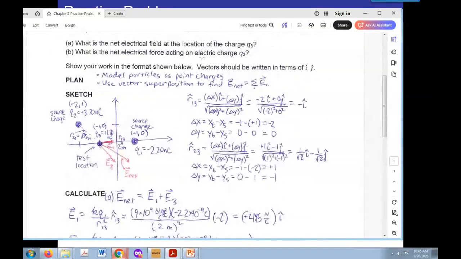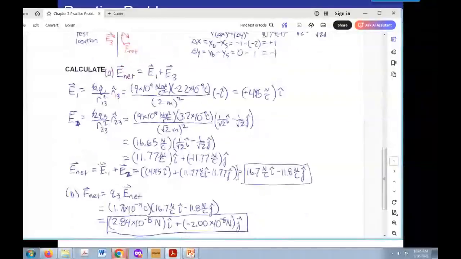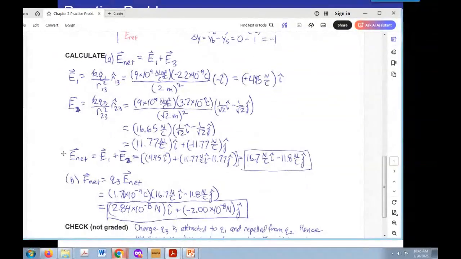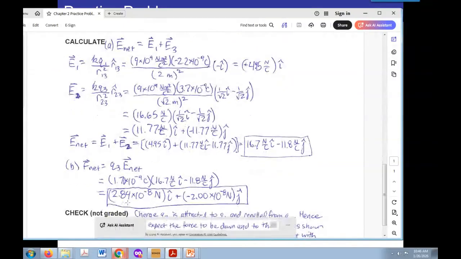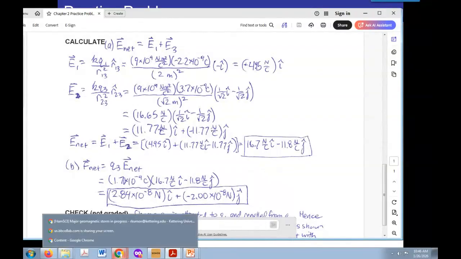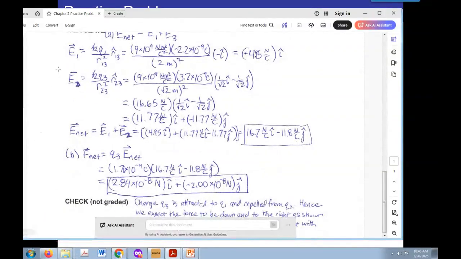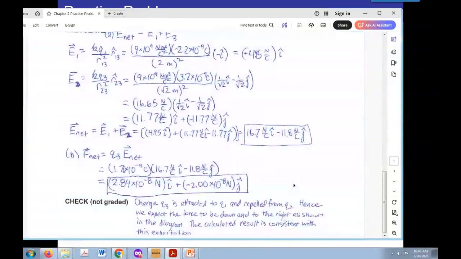Part B was to calculate the force at that charge, Q3, okay? And in this case, the easiest way to do that, since we already know the field there, is to use what we know, F equals qE, right? So we take that field we just calculated, we multiply that times the charge at that location, in this case the 1.7 nanocoulombs. Again, we want to write that in coulombs, that way the coulombs cancel, we get newtons, and again, you get a result here, okay? So that's the basic concept here, how this will go.